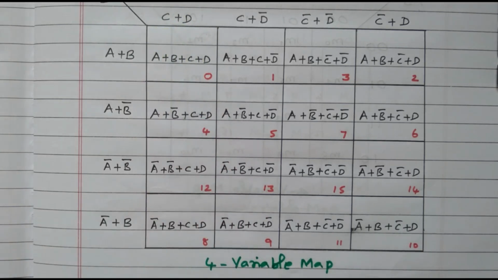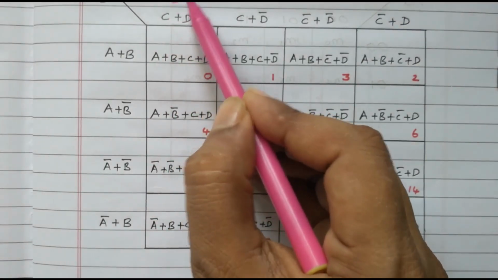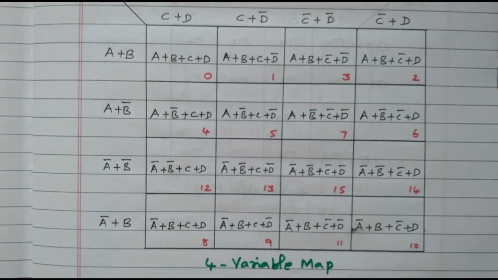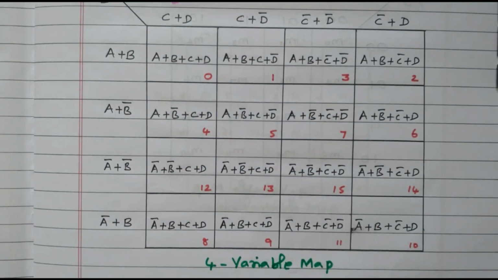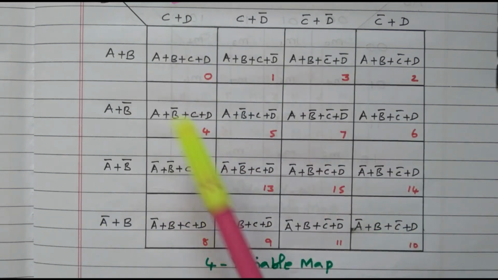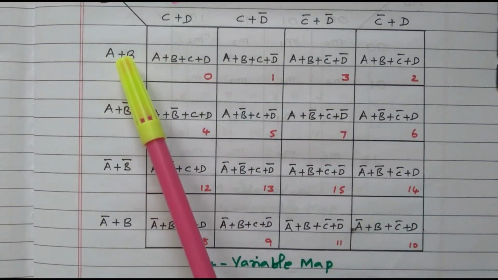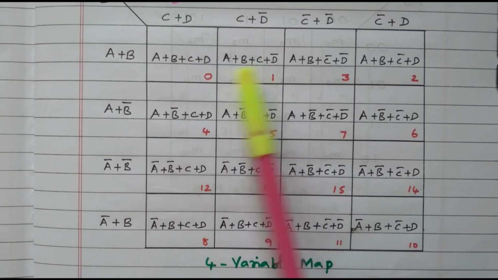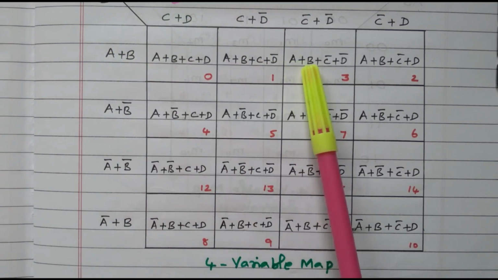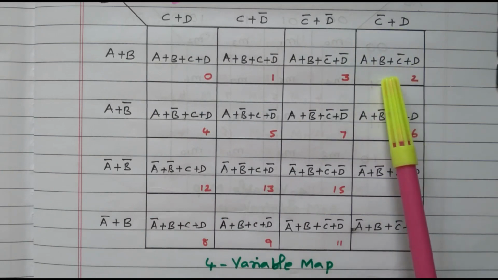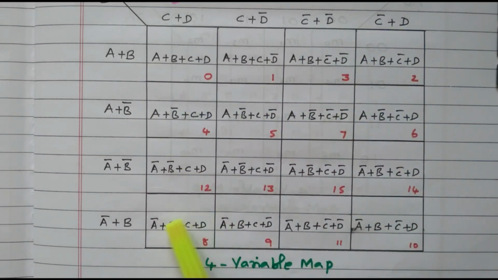Earlier we wrote C bar, D bar. Now see this, C bar, D bar changed from C D. Dot changed to plus. Right. All are changed. Right. Product is changed to sum, complement is changed to uncomplement. Now we can write all these combinations. The first cell means A plus B plus C plus D. You have to write these 2 terms, A plus B, C plus D. Second one means A plus B, then C plus D bar. Third one means A plus B, C bar plus D bar. Fourth one means A plus B, C bar plus D. So like that we can write all 16 combinations.